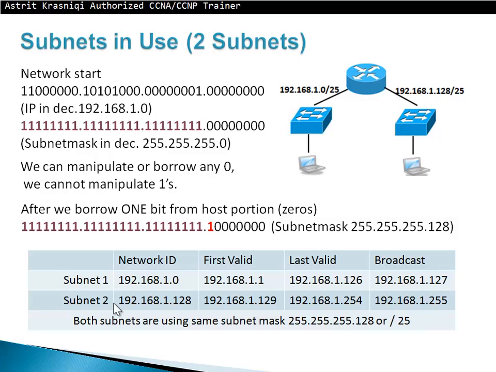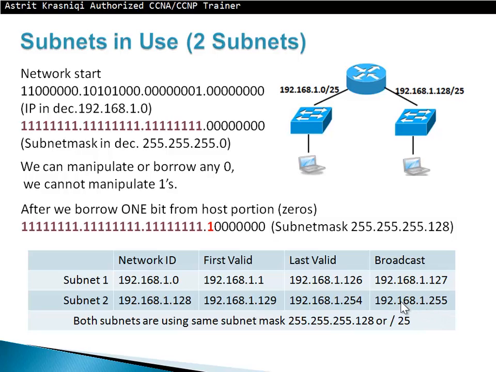So what about subnet 2? Subnet 2 starts with 128. The first valid is network ID plus 1, which is 192.168.1.129. And then it's written here, but how did I find out? I can look at the range. What's the increment? 128 plus 128 is 256. 256 is not allowed. There's no 256 in IPv4. So we know we reached the end.